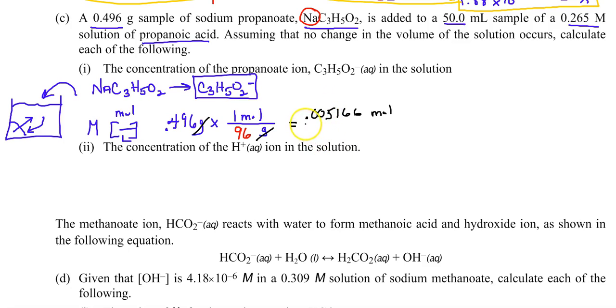And now I want molarity, so I'm going to divide that by the volume, which has to be in liters. It's moles per liter when we talk about molarity, right? So I'm going to divide by 0.050 liters. And that's going to give me a concentration of, I believe, 0.1033 molar. Okay, definitely going to get a point here for formula mass or converting to moles, and then we have the molarity. Now that's basically the answer for part I.